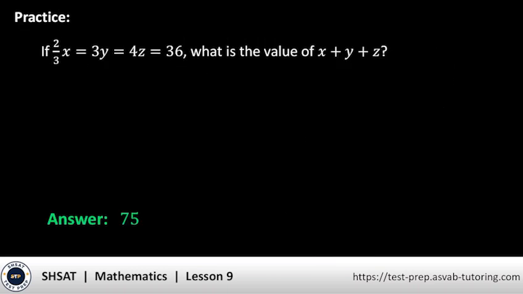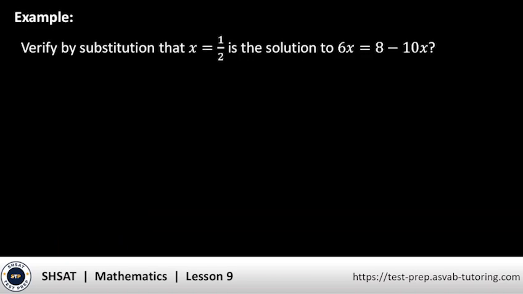We have another practice question here. I hope that you do get 75. Now, verify by substitution that x equals half is a solution to this. First of all, what we need to know is on both sides, because it's an equation, it's 6x equals 8 minus 10x. On both sides, we are going to put half in the case of x. So in the case of 6x, we do 6 times half. And in the case of 8 minus 10x, we do 8 minus 10 times half, okay?